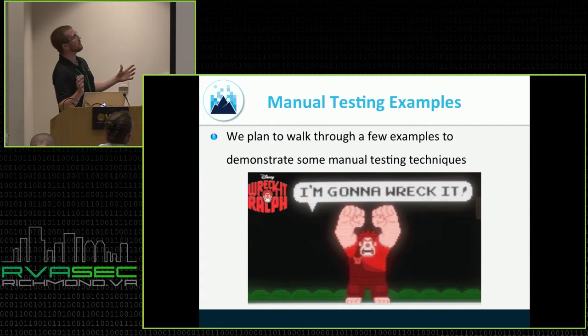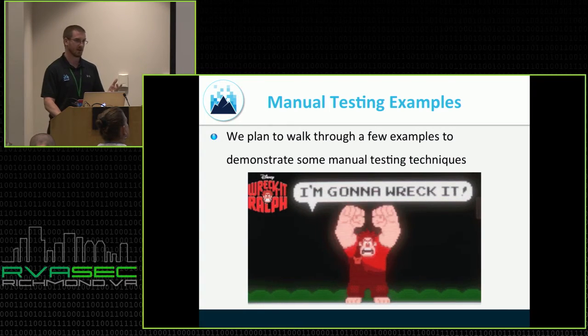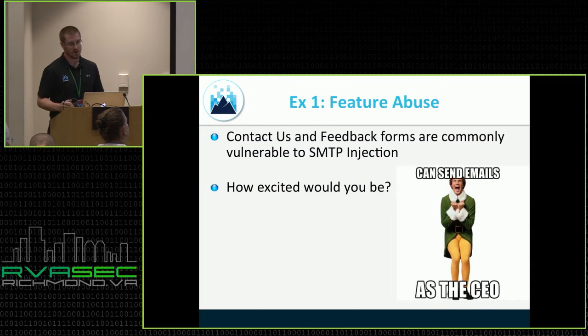Now we're going to get into our Wreck-It Ralph phase, where we just like to go nuts. We're going beyond the automated tool, and we're going to go into the manual testing. So here are some real good use cases. We've got about 5 of them of how we use manual testing techniques to go beyond the tool. So, feature abuse.